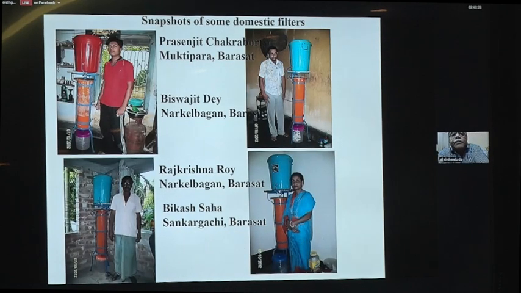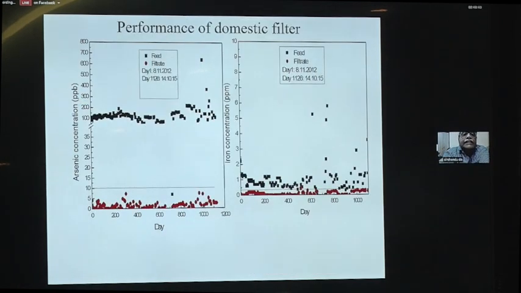Now I have given some snapshots of some of the domestic filters. Several such domestic filters have been deployed in various areas of North 24 Parganas and Nadia district. These are the performance of the domestic filters, 3 years of performance from 2012 to 2015. The concentration of arsenic in the feed in this particular filter is around 100, and in some cases shoots up to 600 ppb, and in the filtrate all the red dots are lying well below 10 ppb. Similarly, the iron concentration is well below the permissible limit.